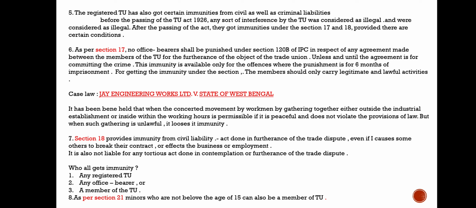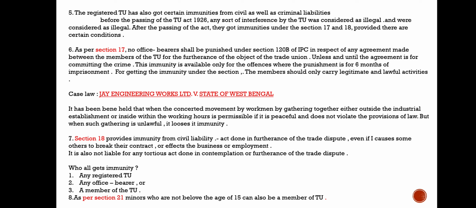In section 18 also, they say that if anything has been done for the furtherance of the objects of the trade union, then it shall get immunity under the same. For example, they shall also not be prosecuted for any tortious act committed by them. So we have dealt with sections 17 and 18. Next we shall discuss who shall get immunity, that is any registered trade union.